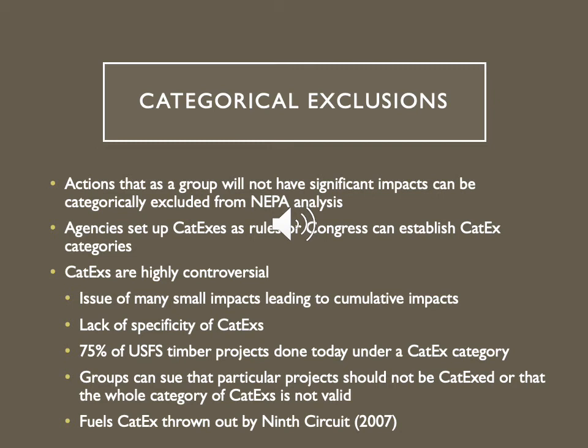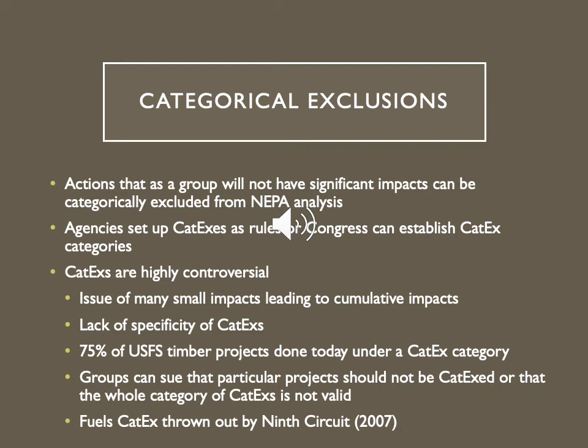They used to be for things like updating your human resource procedures, or maybe updating your bathroom facilities, things that really didn't need to go through NEPA analysis or necessarily weren't a good use of time. But CATEXs have become more controversial. Over time, there's been concern about things being categorically excluded from NEPA that might have many small impacts but lead to cumulative impacts over time. And CATEXs have become less specific over time and used more politically.